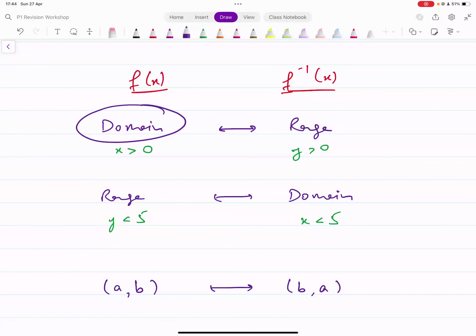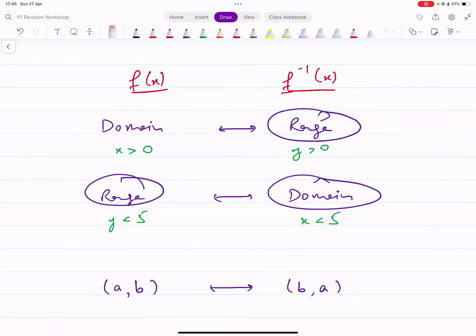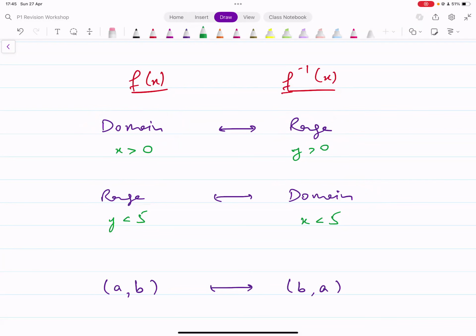The domain of the original function becomes the range of the inverse. The range of the original function becomes the domain of the inverse. So if the domain is x greater than 0 for the original function, the range for the inverse function would also be greater than 0, but we have to be careful about the variables. When we're talking about domain, it's x. When we talk about range, it's y.